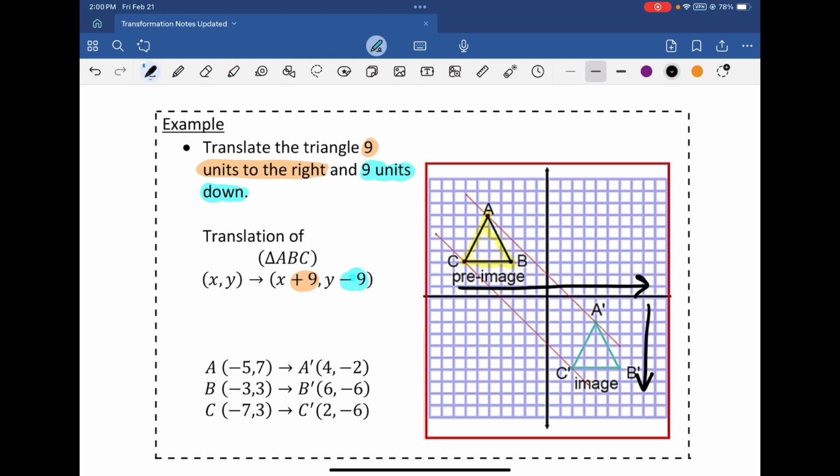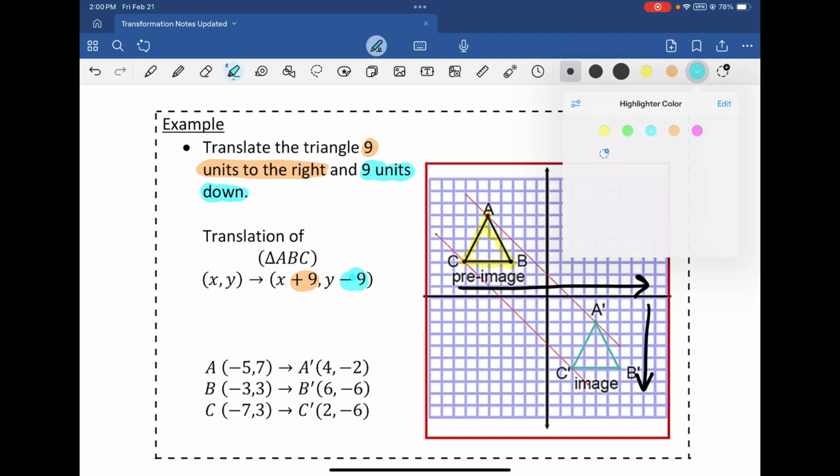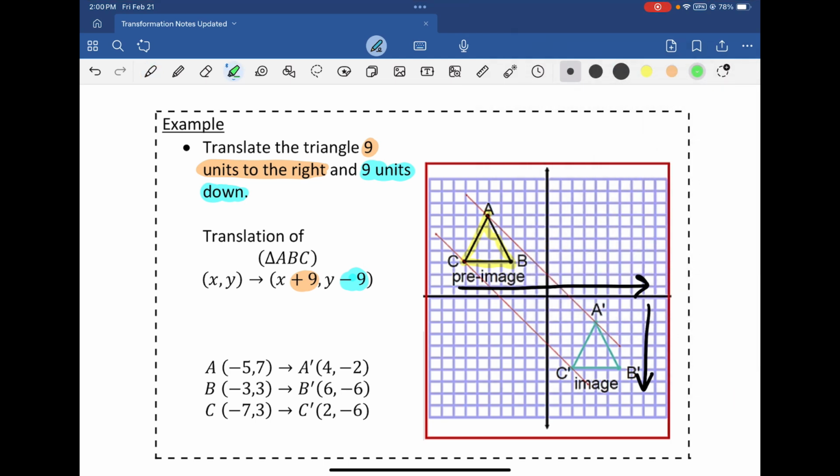Now you can see here that we have our pre-image ABC. I'm going to highlight, what color should I highlight this in? We'll do green. Our pre-image I will highlight in green. Let me just get this sorted out here. Okay, wait, why is it not working? Okay, there we go. Our pre-image is highlighted in green, and we can see here that we have triangle ABC, and we have the point A, which is (-5, 7). B is (-3, 3). And C is (-7, 3). Those are the points of my triangle.